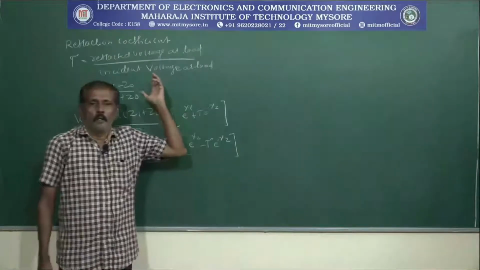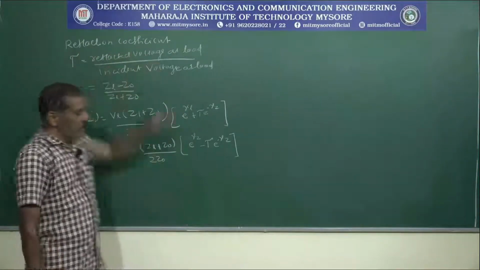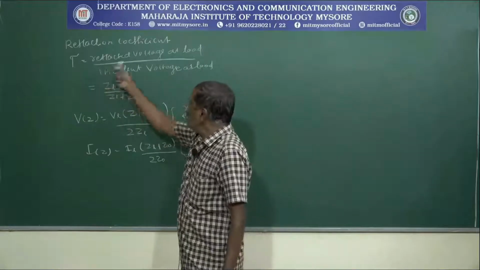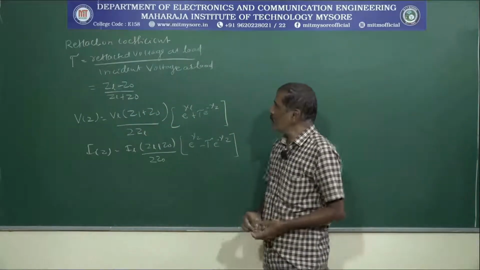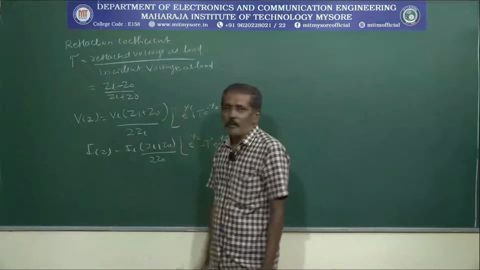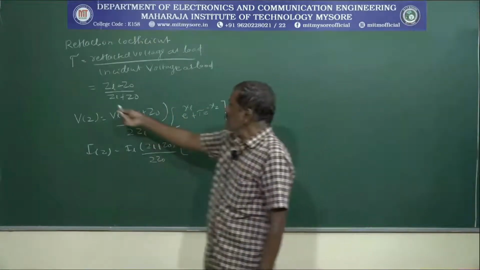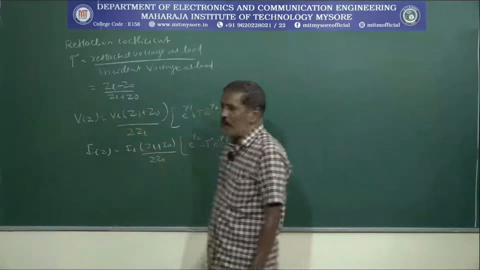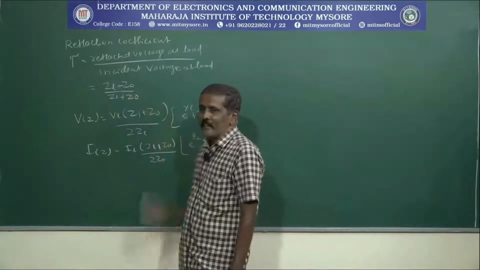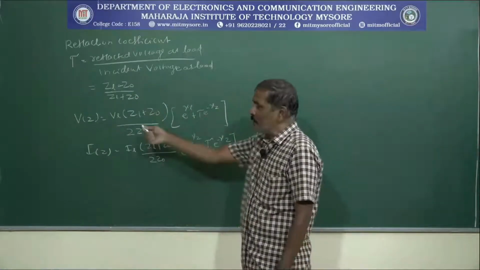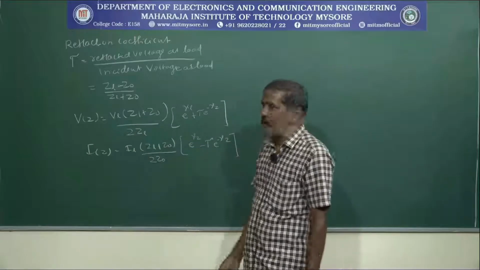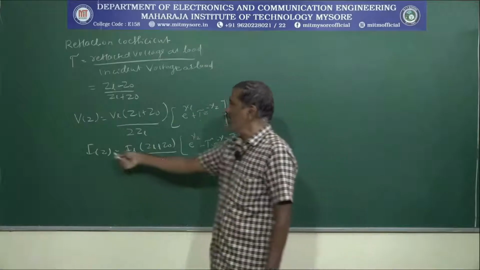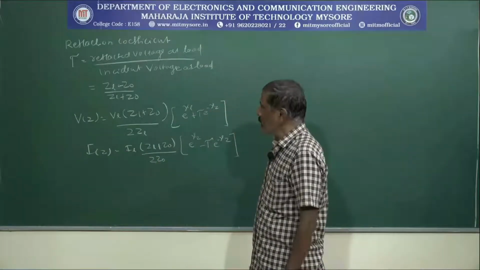So, we will come across one particular term, the reflection coefficient, which is defined as the ratio of the reflected voltage at the load to the incident voltage at the load. That is equal to ZL minus Z0 divided by ZL plus Z0. If you substitute this in the basic voltage and current equations of the transmission line, then we get V of Z equal to this particular term and I of Z equal to this particular term.